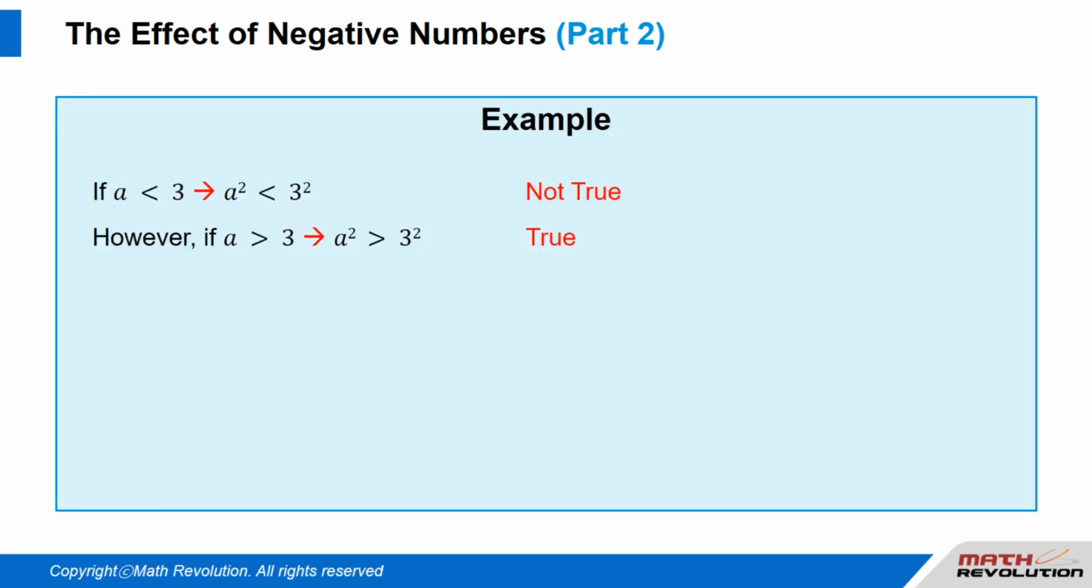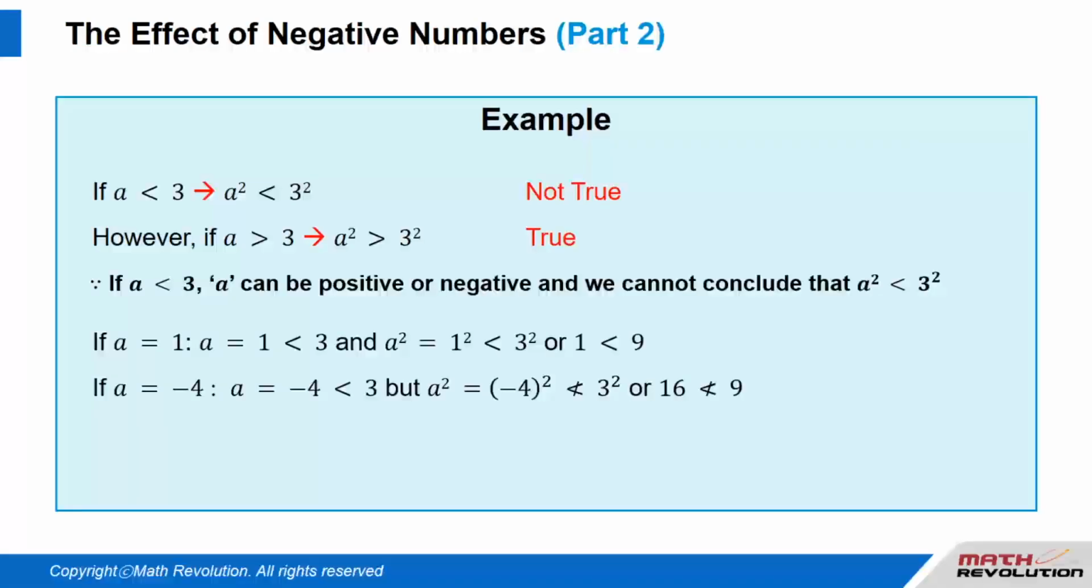For example, if a is smaller than 3, then a squared is smaller than 3 squared is not true. However, if a is greater than 3, then a squared is greater than 3 squared will be true. This is because if a is smaller than 3, a can be positive or negative, and we cannot conclude that a squared is smaller than 3 squared.